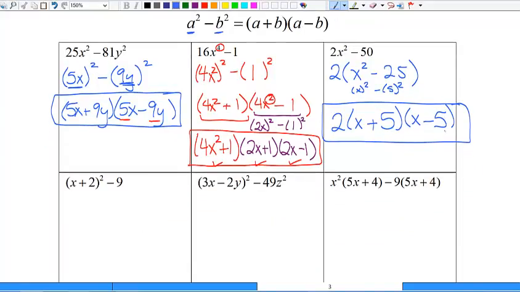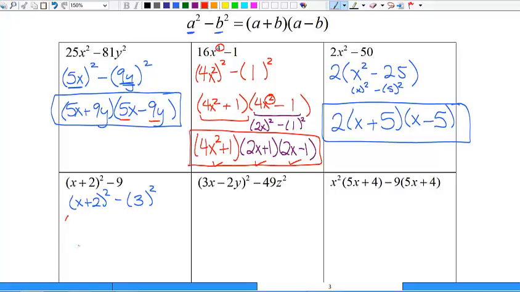Now on the next problem, this might look a little scary because we have a binomial being squared, but that binomial, this whole part, is just like the a. The x plus 2 is kind of like the a squared in my formula. So it's already something squared minus something else squared. How can I rewrite 9 as a perfect square? Well, that's just 3 squared.